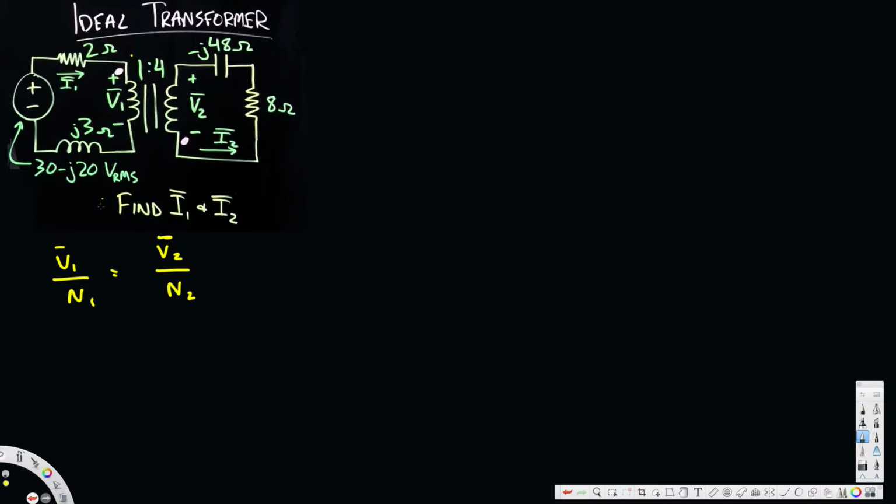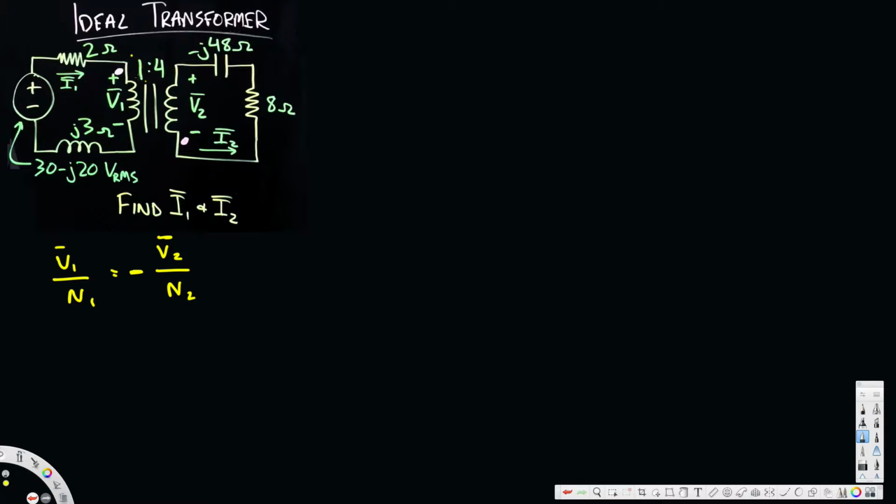Now we have to see whether this is going to be negative or positive. To see that, we have to look at the dots. If the dots are opposite, here we have the dot at positive, and in the other transformer the dot is at negative, so this is going to be minus. If both dots are at positive, or both are at negative, it's positive. But if they are at different polarities, plus and minus, the relationship is negative.